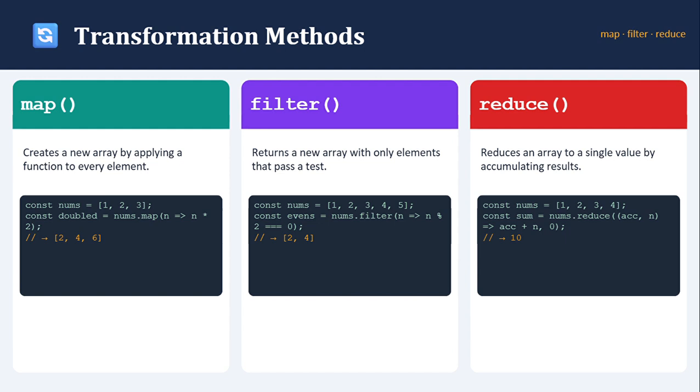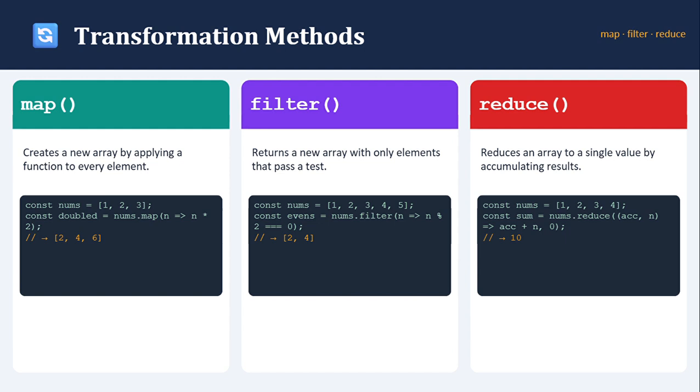Then filter. Filter picks certain marks inside that array. For example, you want to see all the students that got more than 50%, to evaluate those students who passed the course. So you will use filter.